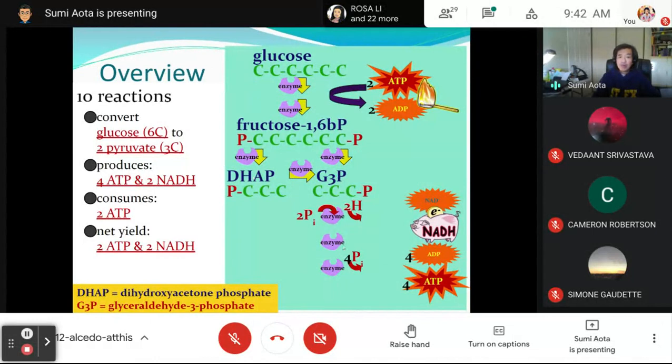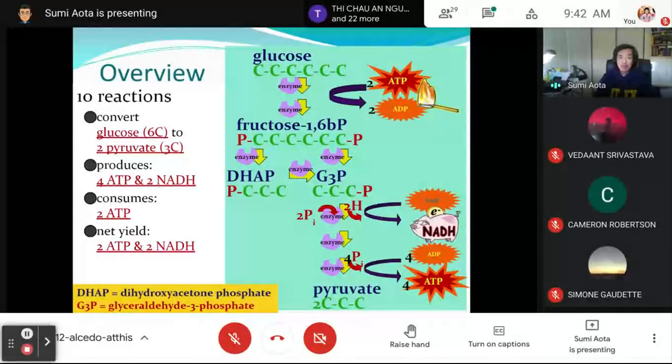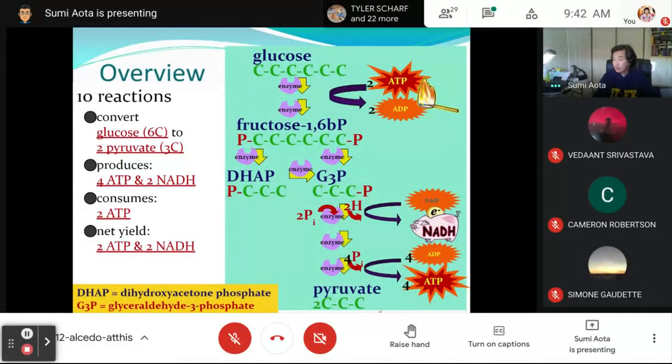So when both of these go through, you're going to have 2 phosphates come in, 2 hydrogens leave, 2 NAD pluses come in and convert to 2 NADHs. 4 ADPs come in, grab the phosphates from the 2 G3Ps, and become 4 ATPs, producing 2 pyruvates. Okay?